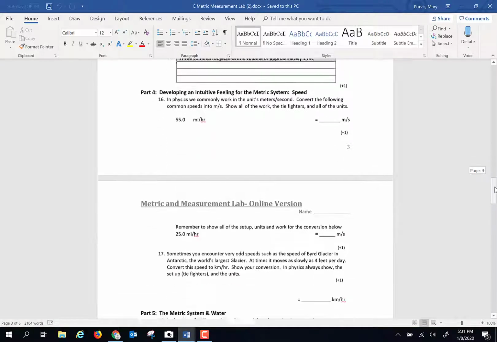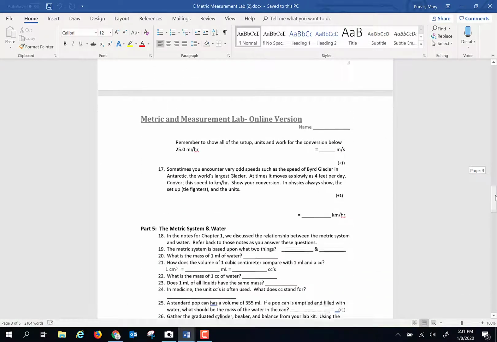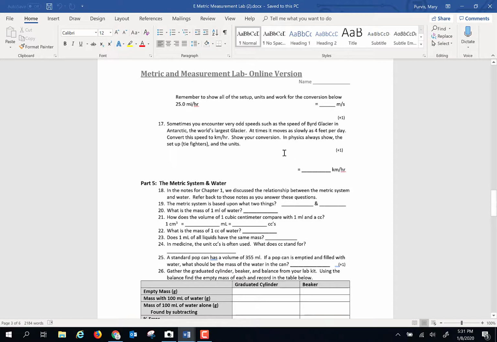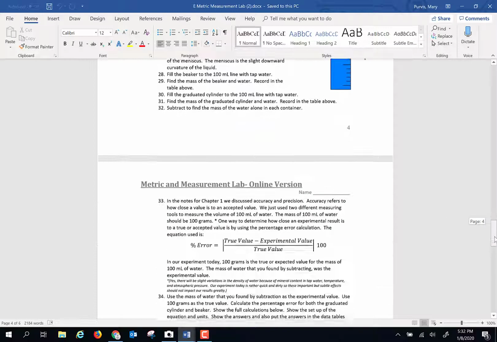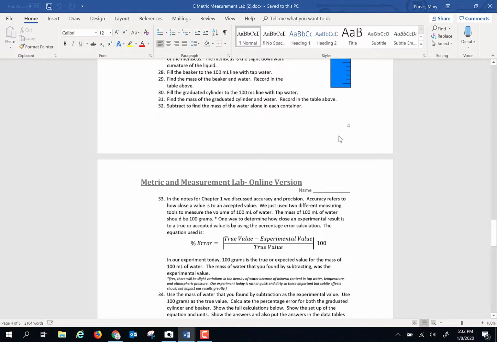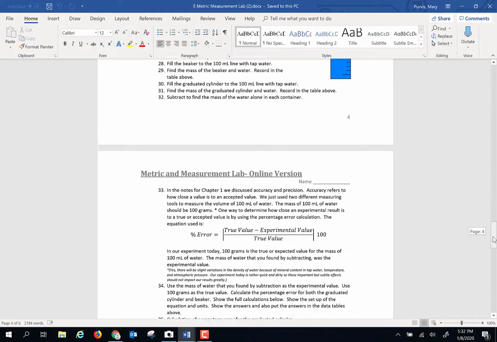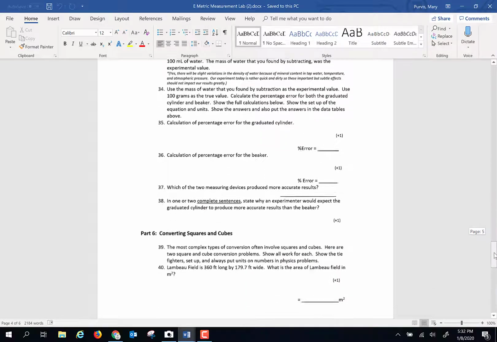Meters per second, miles per hour into meters per second, and then a weird conversion, the velocity of a glacier. We're going to talk about the metric system and water. And I'm going to get you using those graduated cylinders and beakers that came in your kit to mass some water, look at volumes and measurements a couple different ways, see which kind of measuring equipment is the most accurate, and calculate the percent difference, percent error between those two different pieces of equipment.